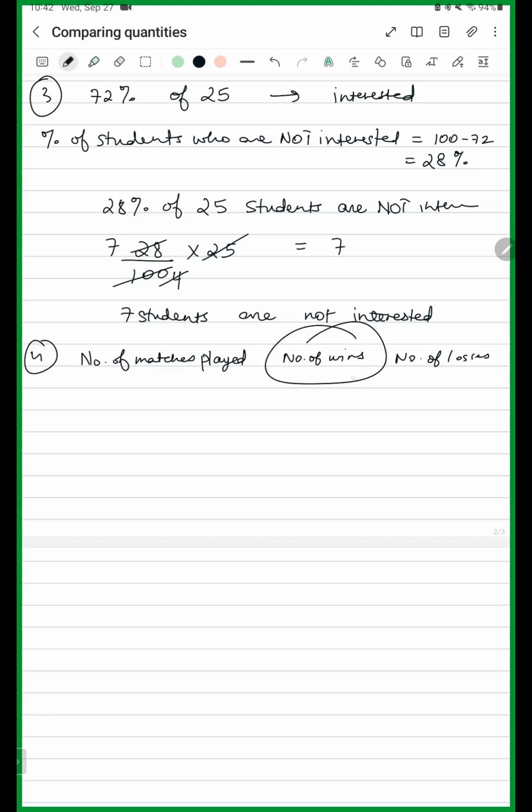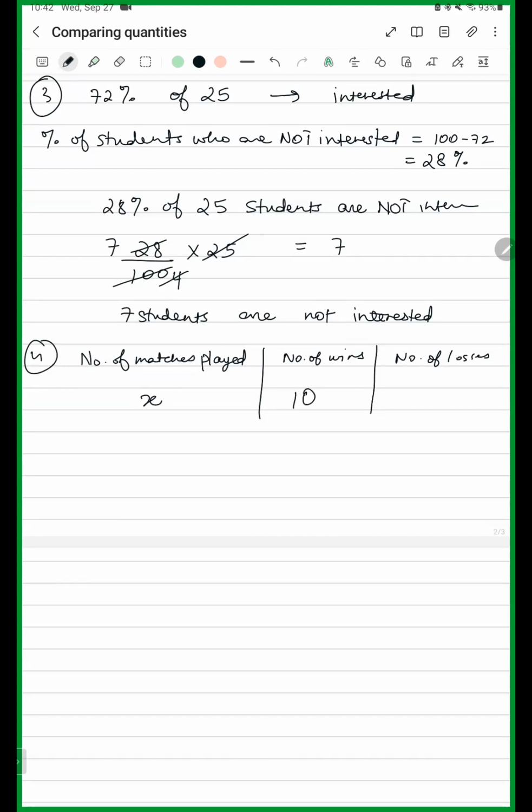So they are saying that the total number of matches they played, they have not mentioned anywhere how much it is. So let's say the total number of matches played is X. Okay, fine. They're saying a football team won 10 matches out of the total number of matches they played. So the number of wins was 10. But the number of wins was 40 percent.